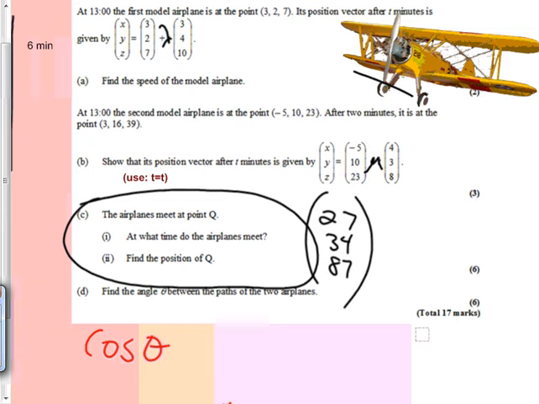Then when you set your little equations equal, you'd have 3 plus 3 lambda equaling -5 plus 4 mu. And that doesn't just instantly solve itself and get 8. Okay, we did one like that the other day.